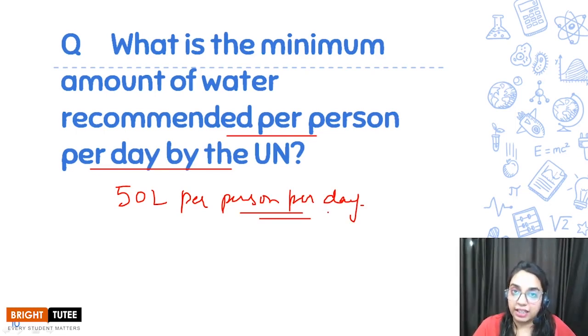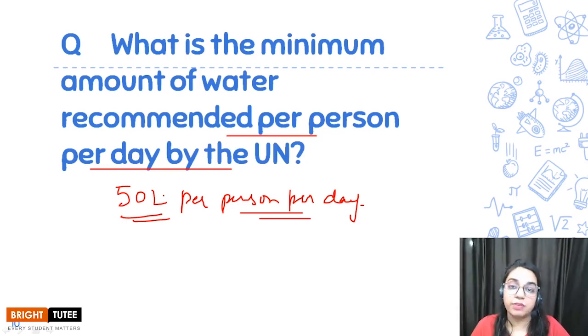Because there are areas in the world where people do not even get 50 liters of water per person per day. They have to walk miles and miles just to get a few buckets of water. So children, when we are getting this water in abundance, we should be very careful and wise while using it. Okay. Let's move to the next question.